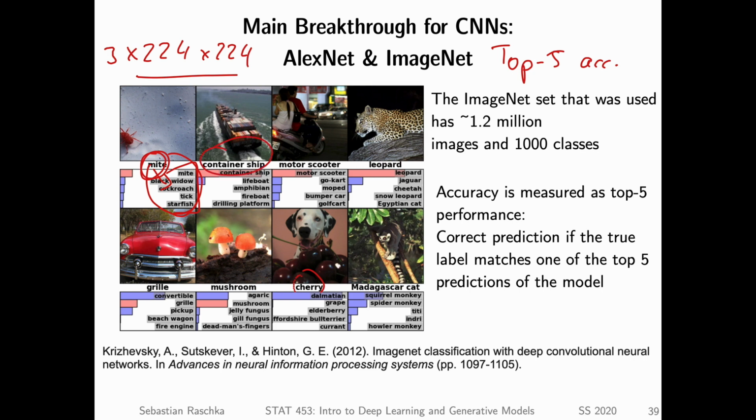For the second one, the true label is containership. Again, containership is among the top 5 predictions, but there are also other things like lifeboat, fireboat, drilling platform. Drilling platform is clearly wrong, but the most confident one, the one with the largest bar here, is containership. So that is how they evaluated the network, or all the different methods, and this network was able to achieve half the error rate of all traditional methods, which was pretty exciting at that time.